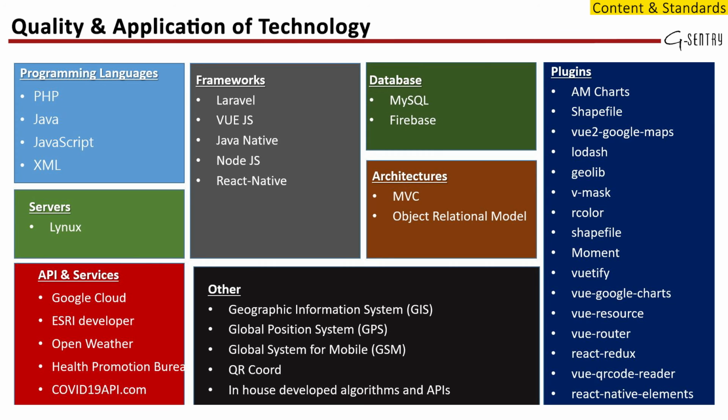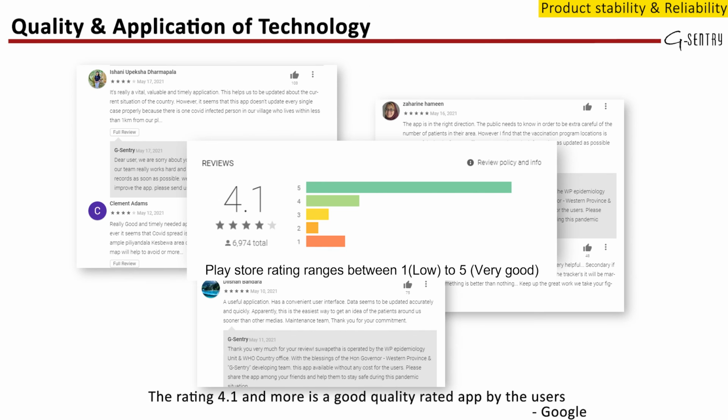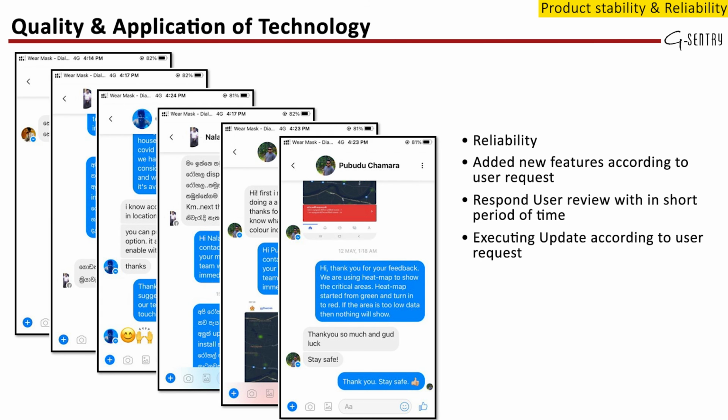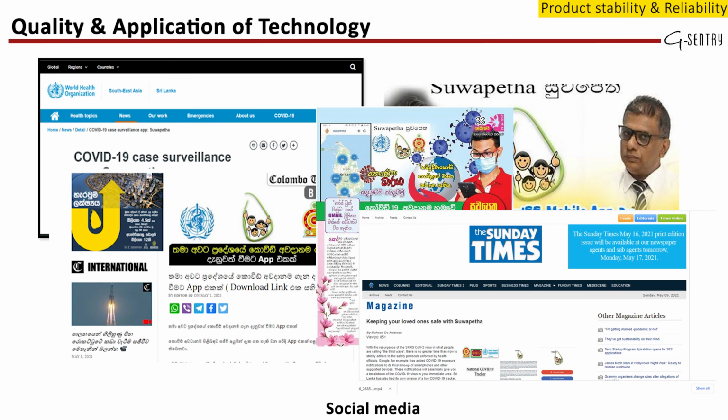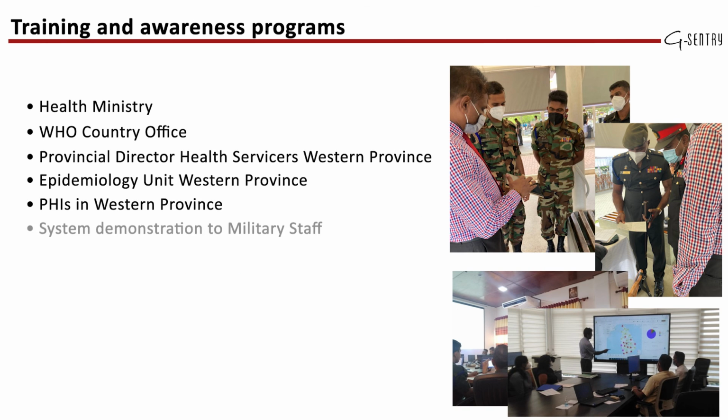These are the main technologies we used to develop this very important application. Standards we follow: programming standards, programming practices, database standards, security standards. On the Play Store we achieved a 4.1 rating, which is a good quality app. We always value our customers and their views. Social media gives due respect to our product. Training and awareness programs were conducted for many entities.